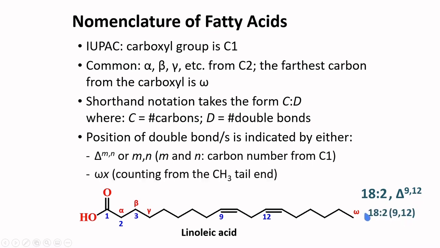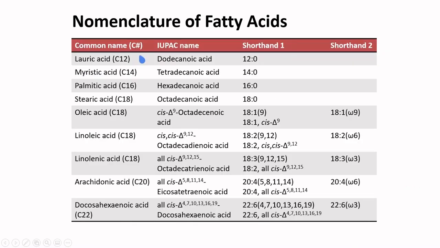The double bond can also be identified by the omega system, where X is the carbon number counting from the CH3 tail end. So if we count from the tail end, 1, 2, 3, 4, 5, 6. This double bond is omega-6. Linoleic acid is an omega-6 fatty acid. Here is a list of common fatty acids that are found in nature, including their shorthand notations.